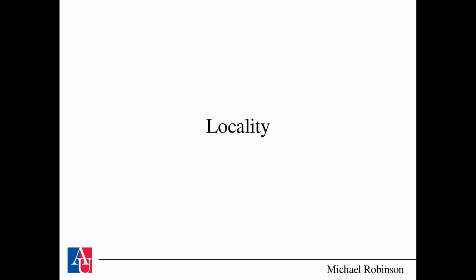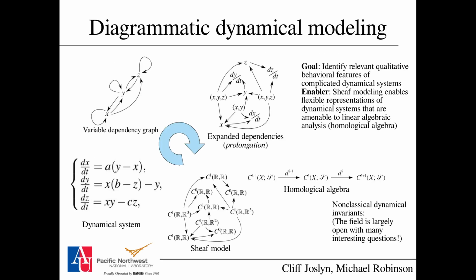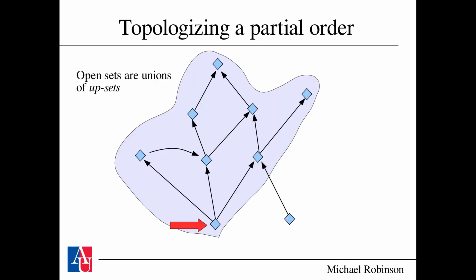So let's focus on locality first. This lives in the world of diagrammatic modeling. Although I'm focusing primarily on discrete time dynamical systems in this talk here, it works perfectly well for continuous time dynamical systems, as shown on this slide. The general idea is that the variables that make up your state can be represented diagrammatically, and you can learn some things about the topology of that diagram.